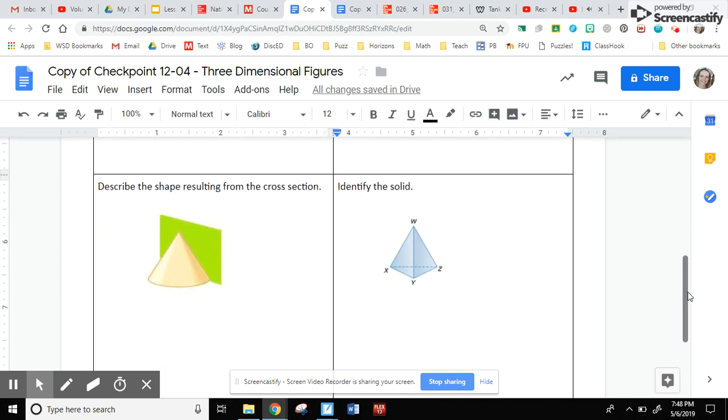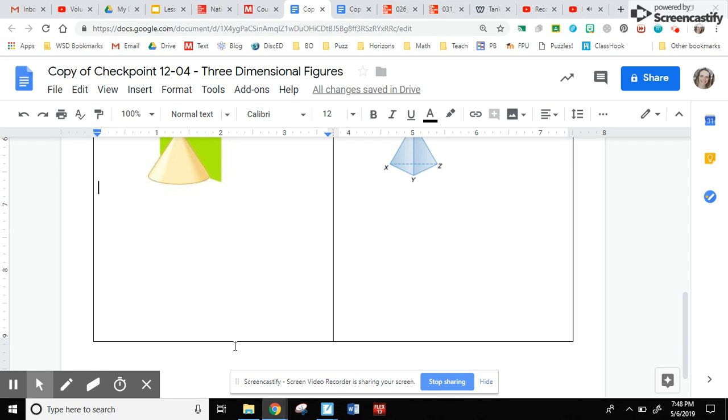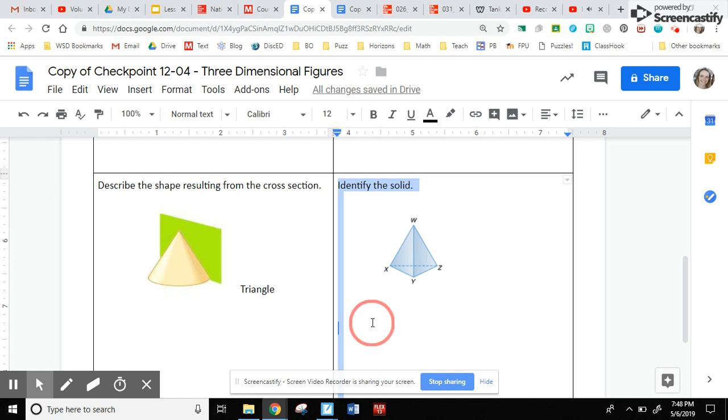Okay, next one, number 3. What it should have looked like on your copy. Describe the shape resulting from the cross section. So here I have a cone, and then we've got a piece of paper cutting through that cone. So take a moment to look at it or picture in your mind what that would look like on the inside. And then that would be a triangle. Correctly.